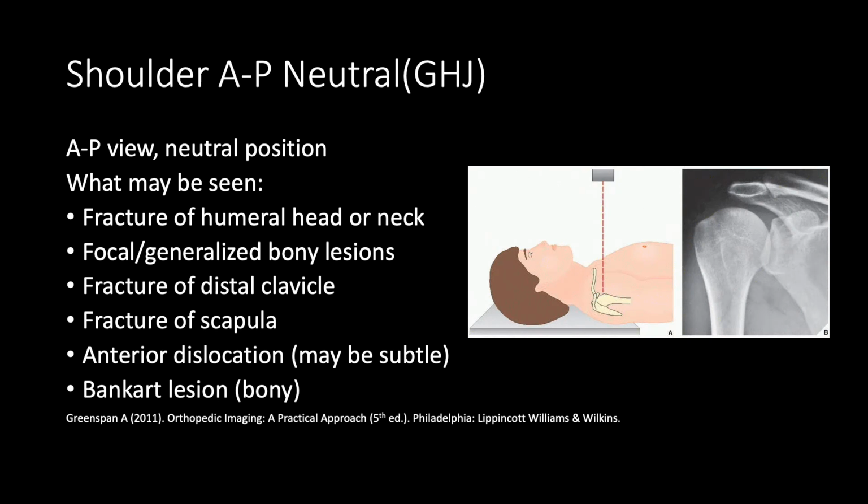If we look at the shoulder AP view in neutral, you can see, like I say, the same thing, looking for fractures of the humeral head or neck, bony lesions, distal clavicle, scapula. An anterior dislocation can be seen in this view quite well, although it may be subtle in its appearance, and the bony Bankart lesion can be seen in this view.